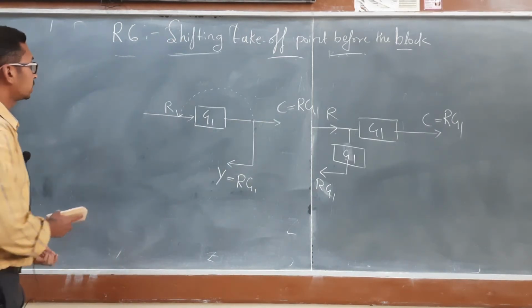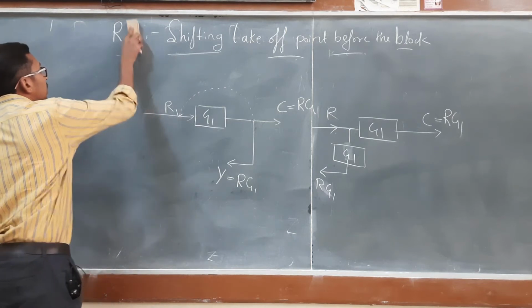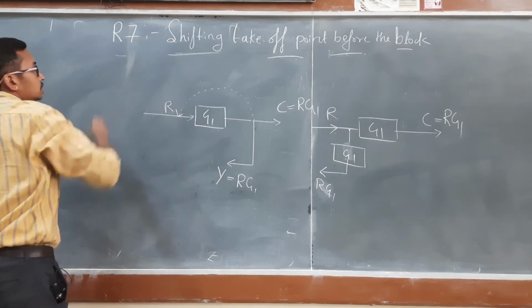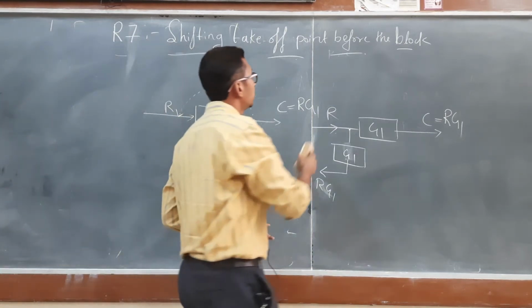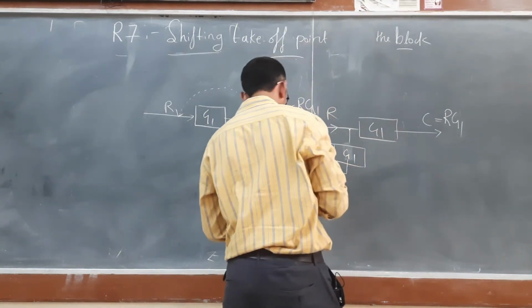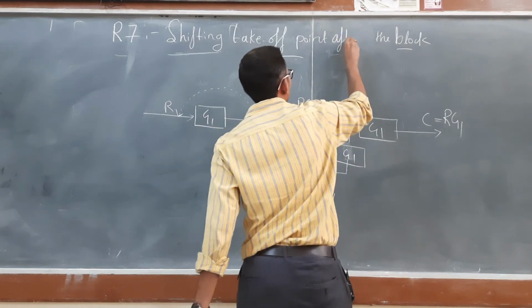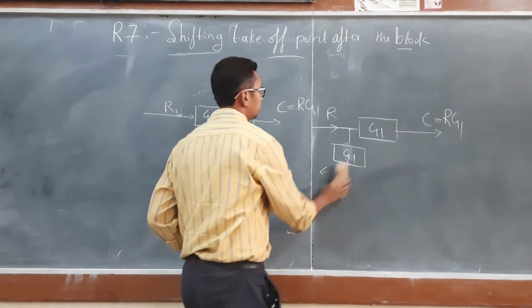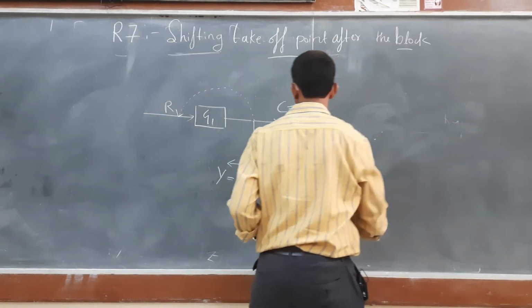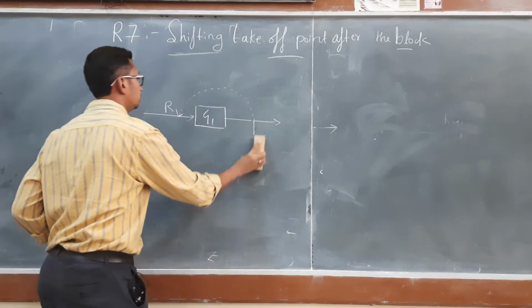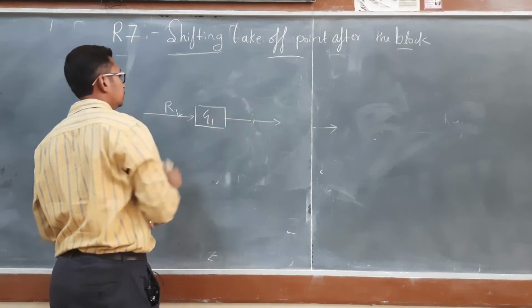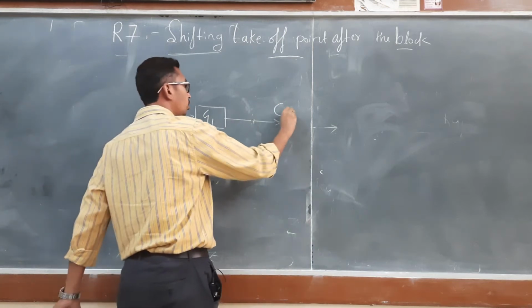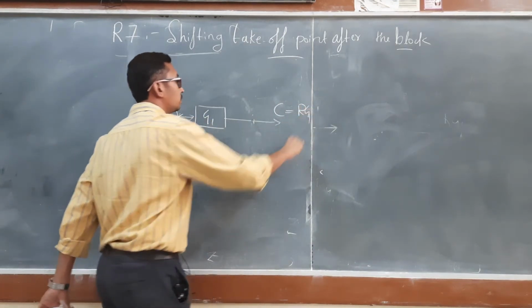Now let us consider a situation. I am going to discuss rule number 7, shifting the takeoff point after the block. What is the meaning of this? This is a condition. C is the output. What is the output? R G1.